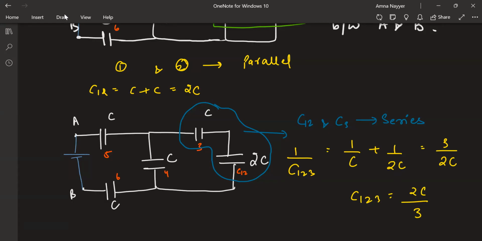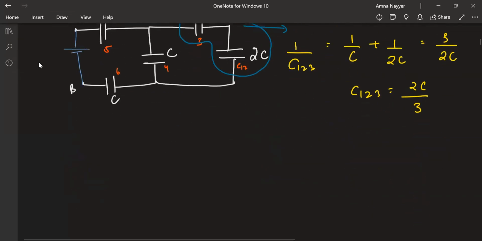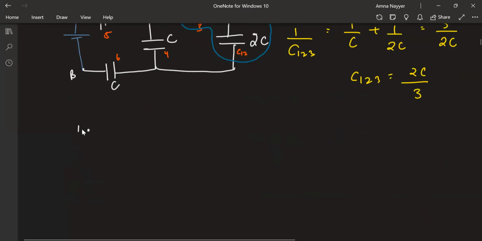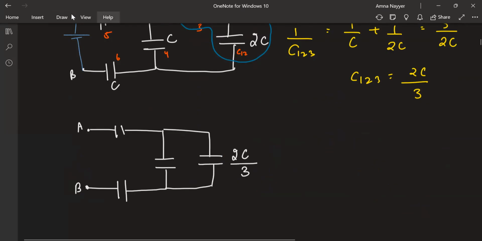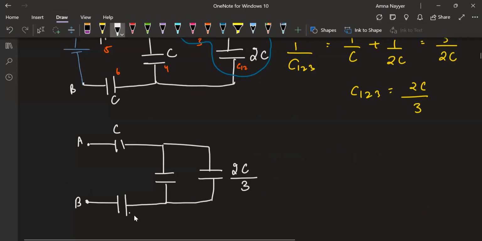Okay. Now I'll reduce the capacitors further. So I can write this as, this is the point A. Here is one capacitor, here is another capacitor, and we have one more capacitor over here, which is the B point. Now, instead of all of it, we just have a single capacitor. I can replace the bigger one with a capacitor of value 2C by 3. The rest still have the value C, C, C. And we can say this is C123, this is 4, this is 5, this is 6.